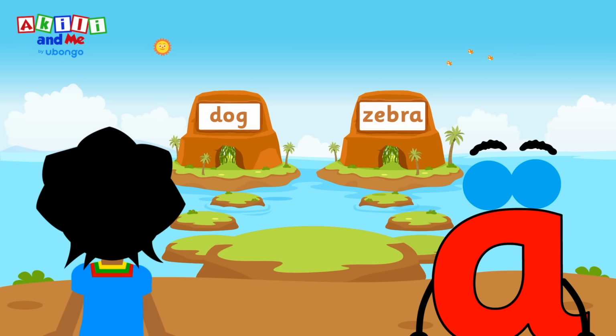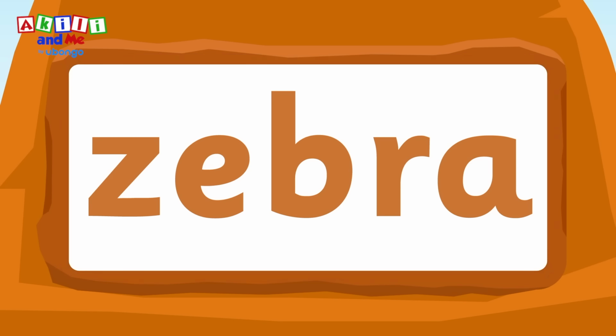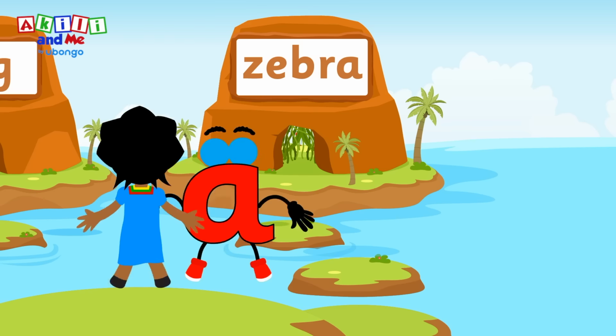We must cross the river to get letter A home. But which island is the way home? I see Dog Island and Zebra Island. We must go to the island with the ah sound in the name. So, is it Dog Island or Zebra Island? Zebra! Yes! Friends, where do we hear the ah sound in the word zebra? In the beginning, middle, or at the end of the word? Zebra! At the end! Yes!